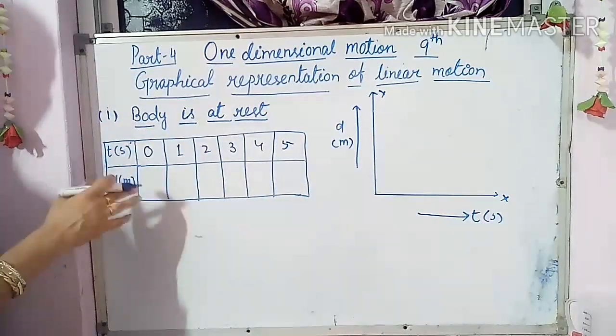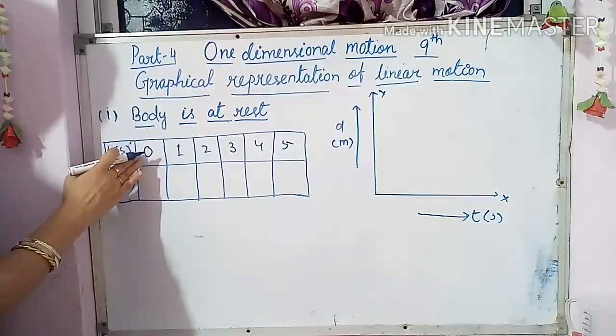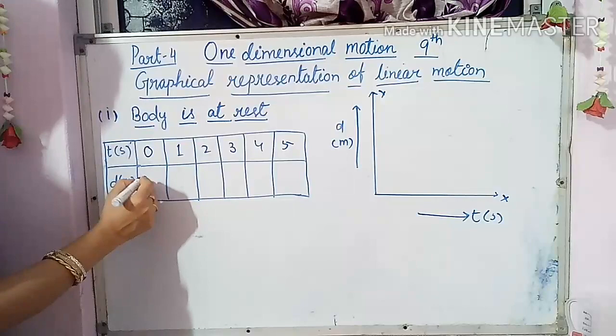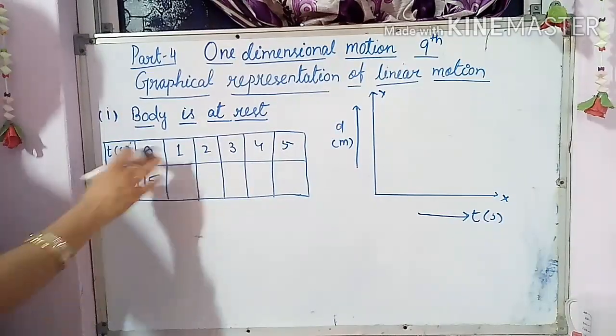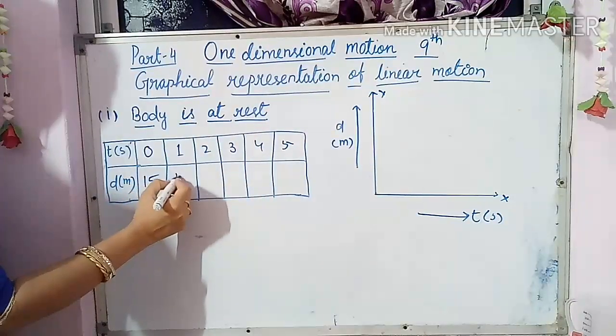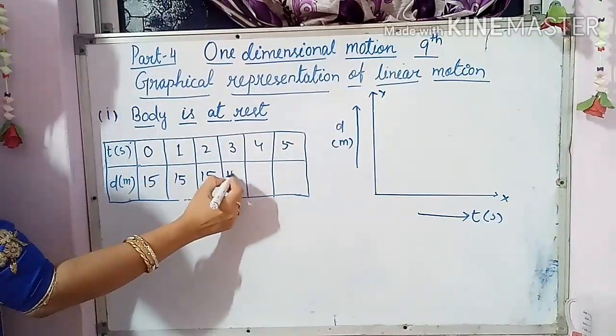But the distance traveled, let's say, when you start watching, the time starts from 0 and the distance already traveled is 15. And time is passing, 1 second, 2 second, 3 second, 4 second, 5 second, but the distance is not increasing; it will remain 15 only.